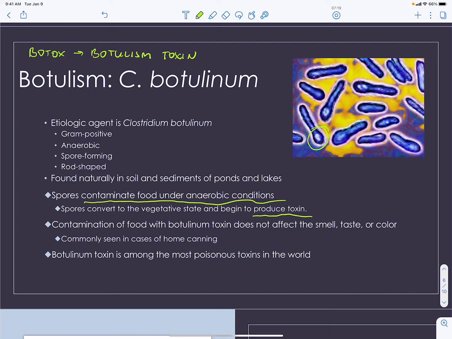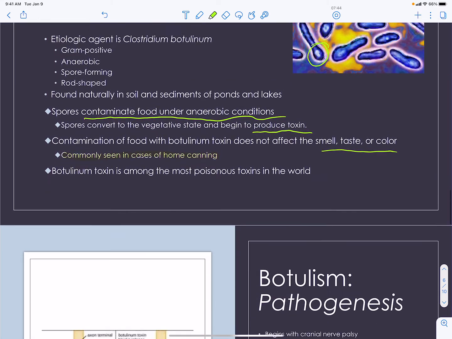The toxin does not have smell, taste, or color, so you don't even know the toxin's in the food when you're eating it. And so this is commonly seen in home canning cases where people are canning some food and they have improper canning techniques. They don't destroy the bacterium and then the spores, and then it's going to be able to germinate. And again, it's one of the most poisonous toxins in the world.